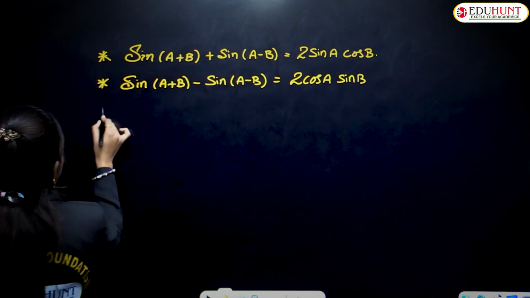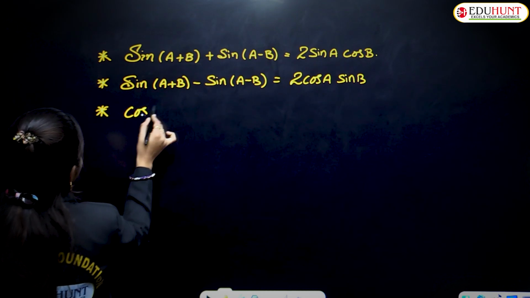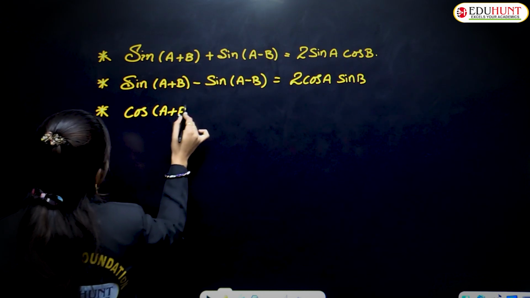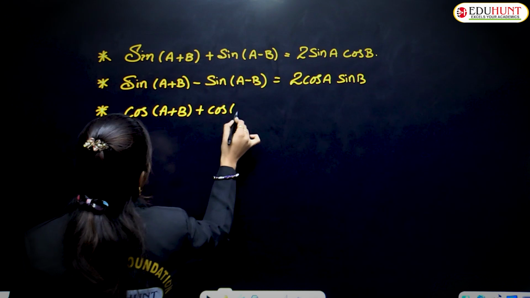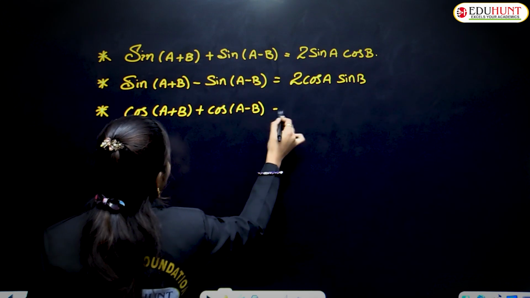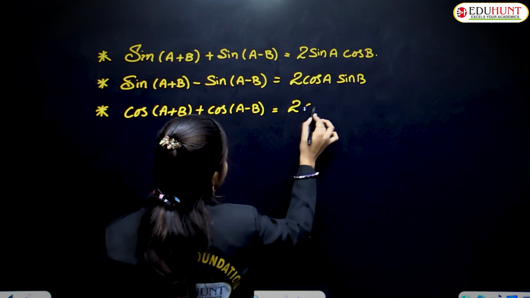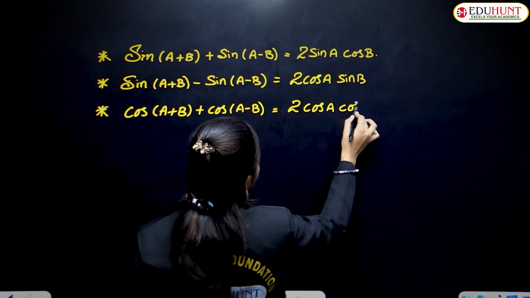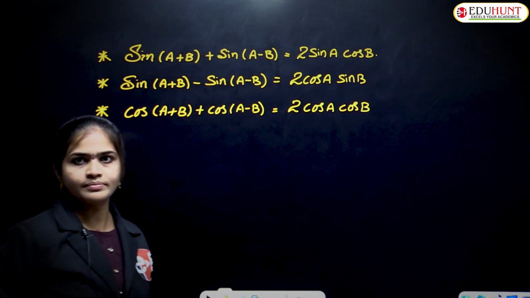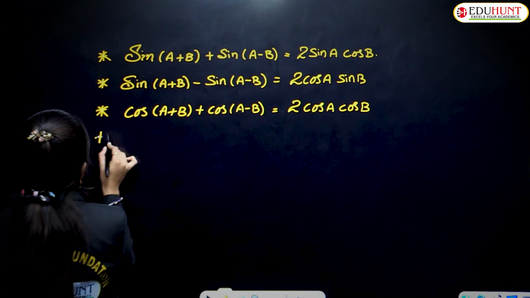Okay. And in the same way, by using cos of a plus b plus cos of a minus b, which is equal to 2 cos a cos b. 2 cos a cos b. Am I clear to you? And come to that next one.